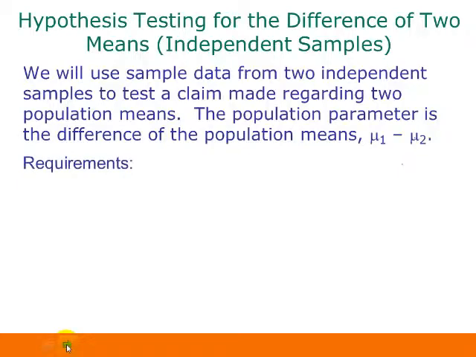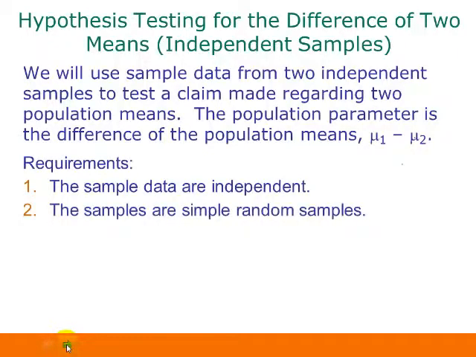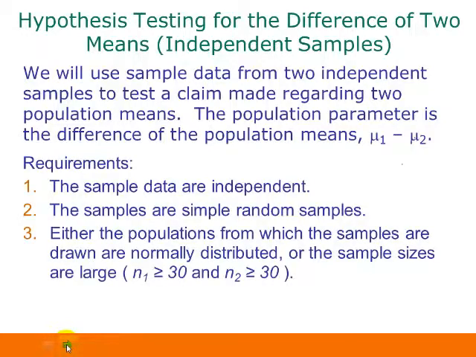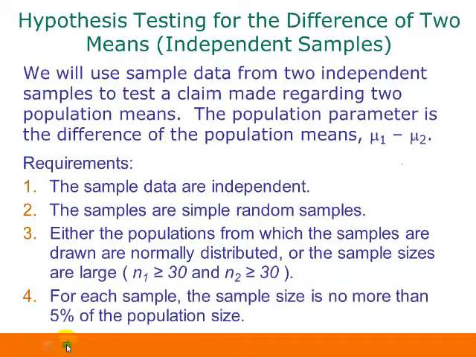The requirements to do this type of hypothesis test are first that the sample data are independent. Both the samples have to be simple random samples. And for both of the populations that we're looking at, they either have to be normally distributed or the sample sizes have to be large, which means both of them have to be at least 30. The last one is that for each sample, the sample size can be no more than 5% of the population size.